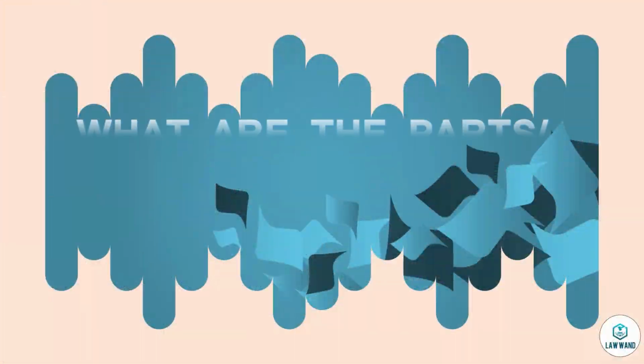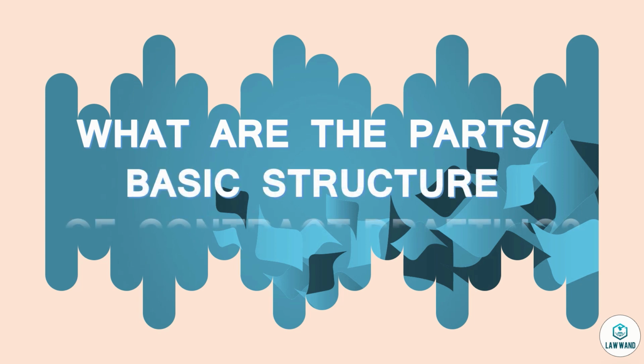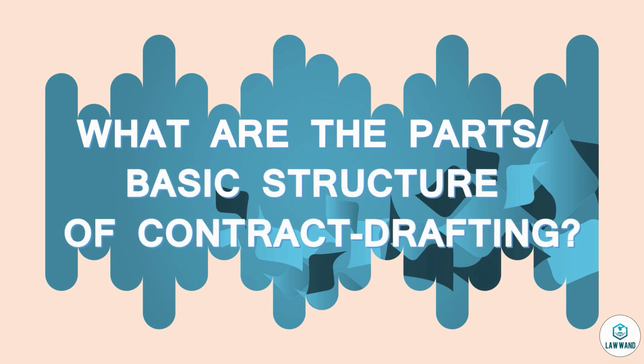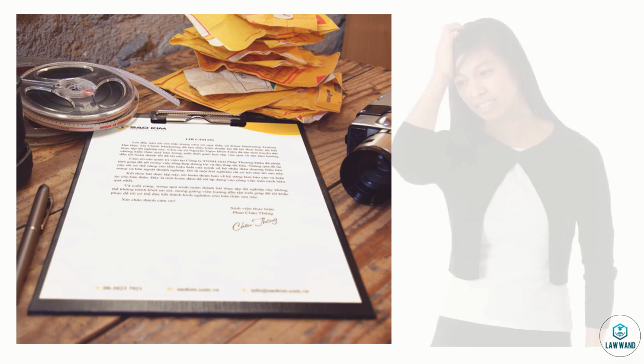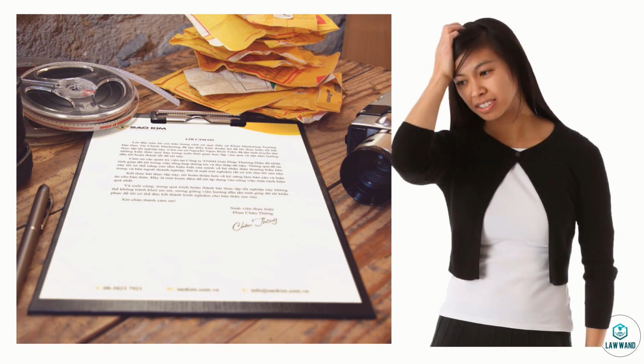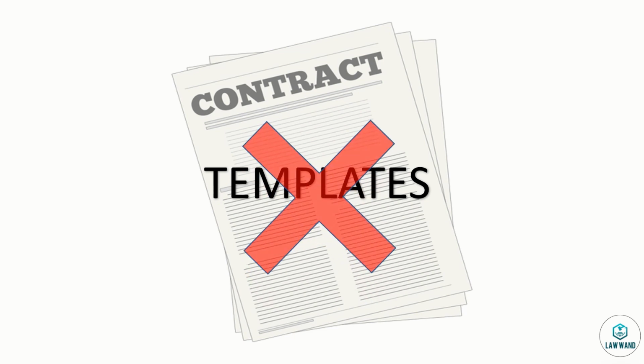Now let's probe into the question of what the different parts of a contract are, or in other words, what is the basic structure of drafting a contract. If you have read or tried to interpret or draft contracts, you must have by now understood that it is a challenge to identify a uniform basic structure between all of them. This is the main reason why you should not rely on a specific template.